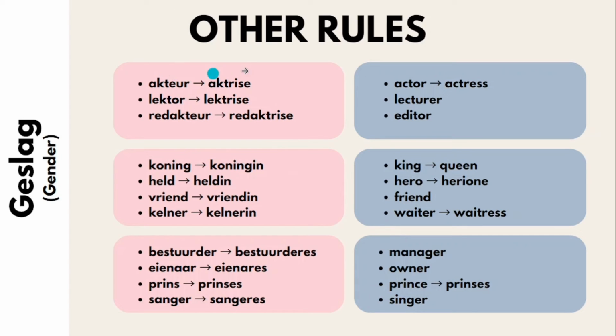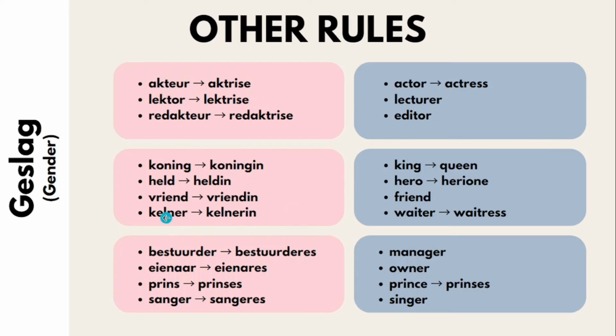So you have acteur and actrice, that's the same as actor and actress. Then you have lektor and lektrise, which is the same as lecturer. Then you have redakteur and redaktrise, which is the editor of a magazine or a newspaper. Okay. Next, you have koning and koningin, and that's for king and queen. That's something that's very general, which means that the chances of it being asked are very high. Okay. Then you have held and heldin, that's hero and heroine. And then you have vriend and vriendin, which is the same as friend.